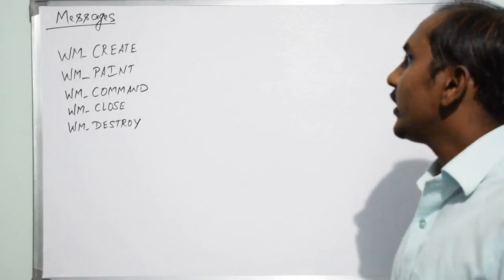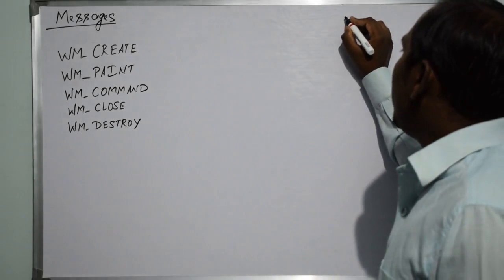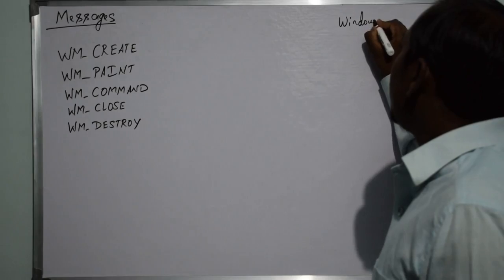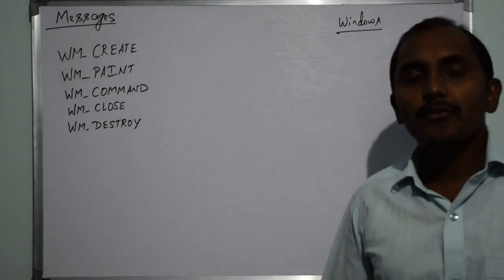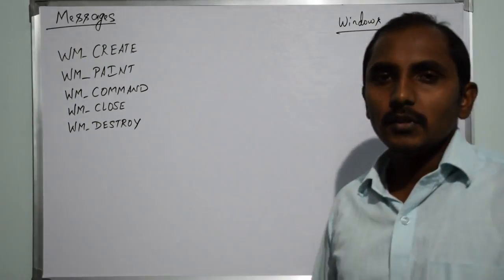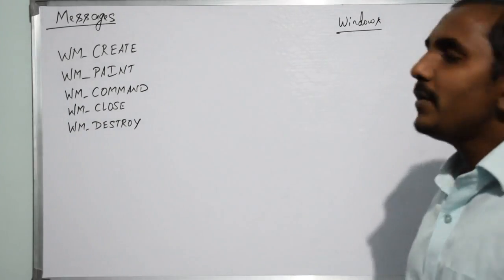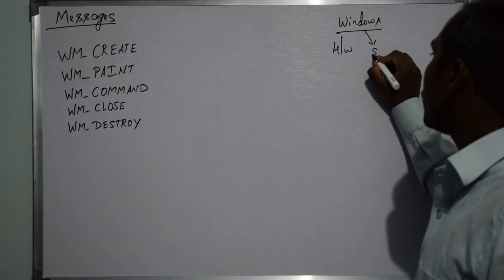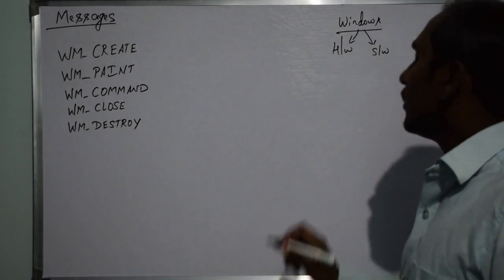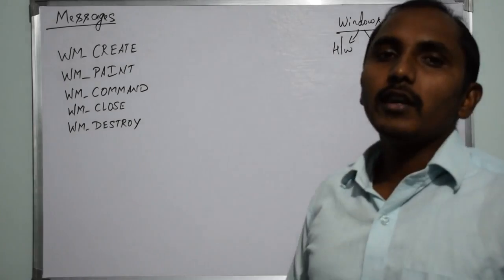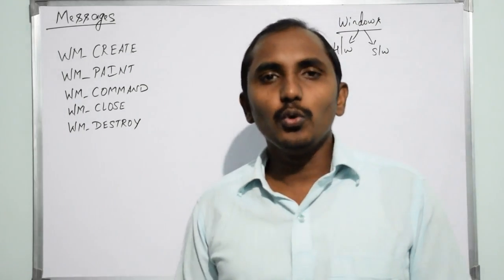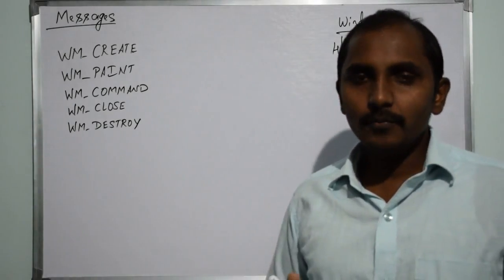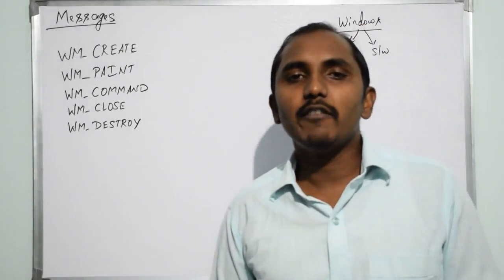For example, if I consider Windows, Windows is one kind of operating system. This operating system will be interacting between your hardware devices and the software. That means whatever request that you send through the software will be displayed on the hardware. Or suppose I have a keyboard. Keyboard is a hardware device.